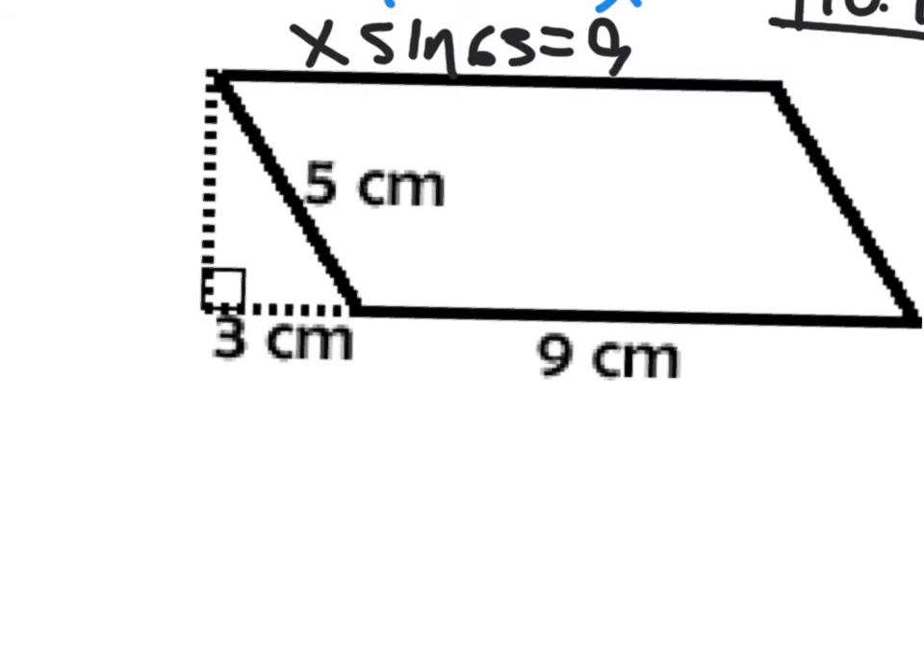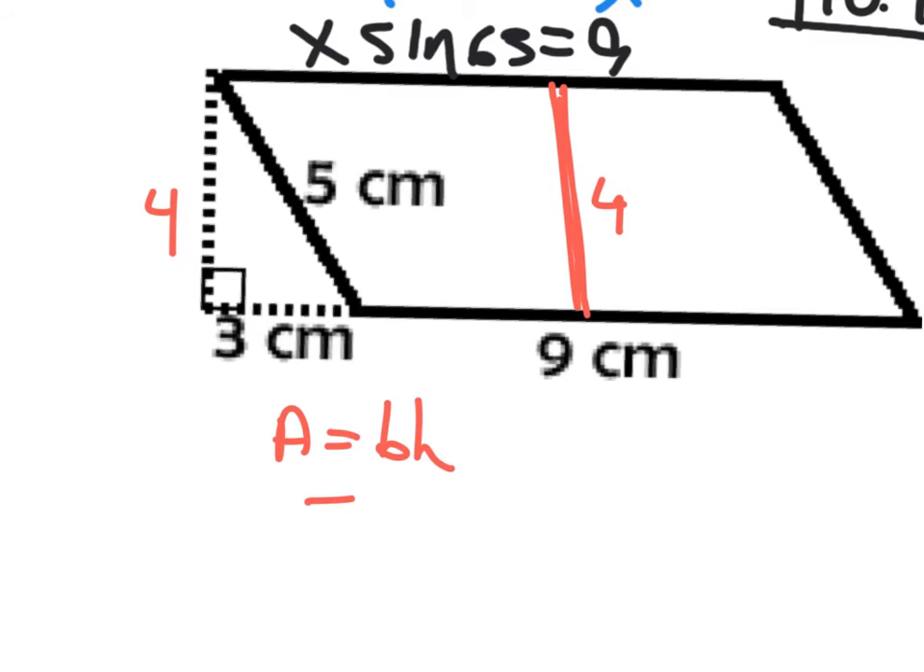This problem, I could recognize the 3, 4, 5 right triangle right there. So our height of the parallelogram is 4. The base is 9, so area is base times height. So that's 9 times 4, which is 36 square centimeters.